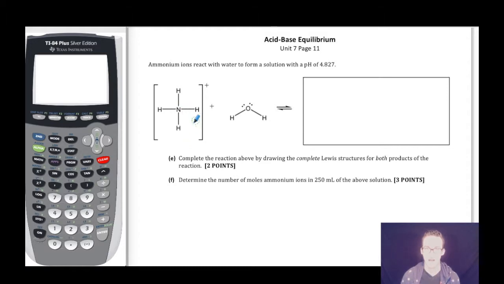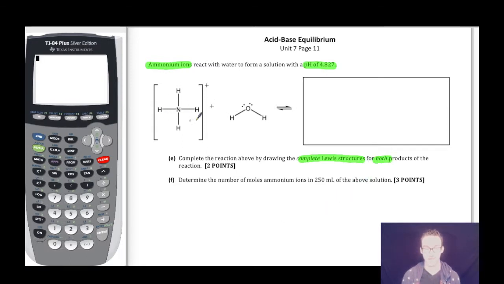Okay, as we look at the last couple parts of this problem, we are now told that ammonium ions react with water to form a solution with a pH of 4.827. We're given our reactants here, the ammonium ion and water. The first part of this asks us to complete the reaction above by drawing the complete Lewis structures for both products of the reaction. So complete Lewis structures for both products.